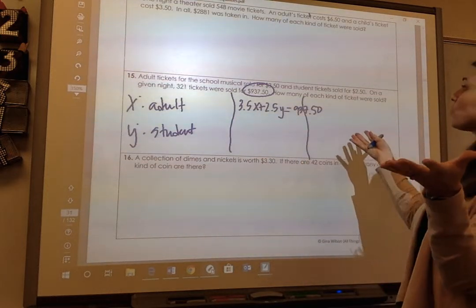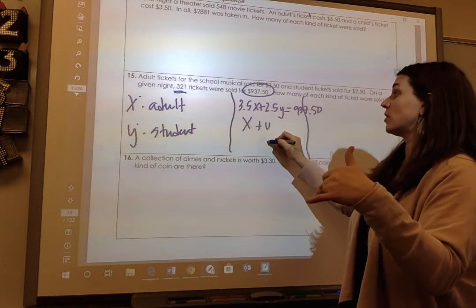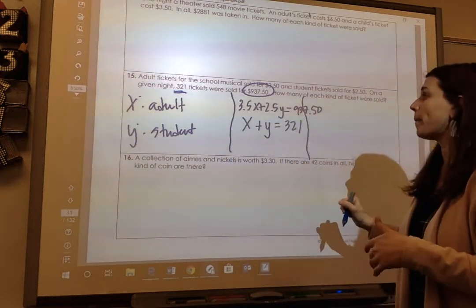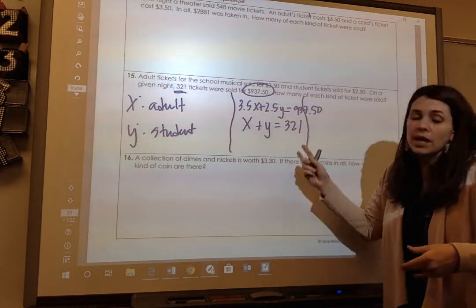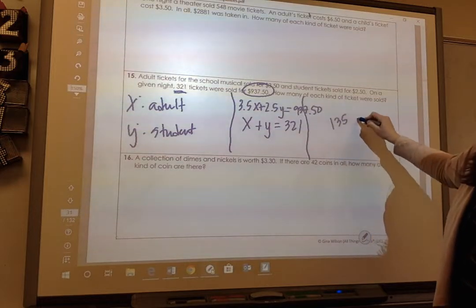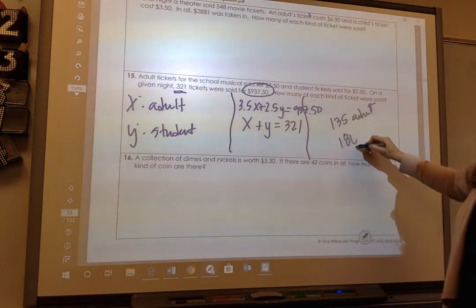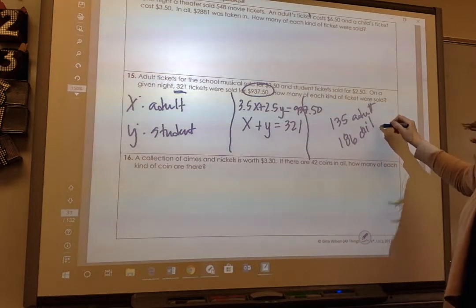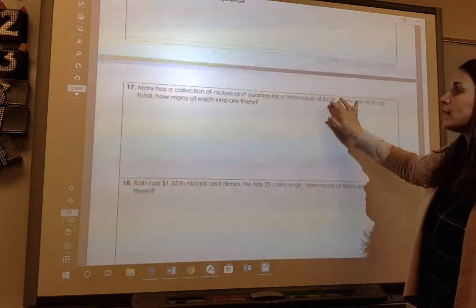And how many tickets were sold? 321. So adult tickets and student tickets were sold, 321 total. So that's how I'm setting up that system. Again, I would use substitution. And then my answer here when you solve it is 135 adult tickets and 186 child tickets. Okay? All right, let's take a look at 17.